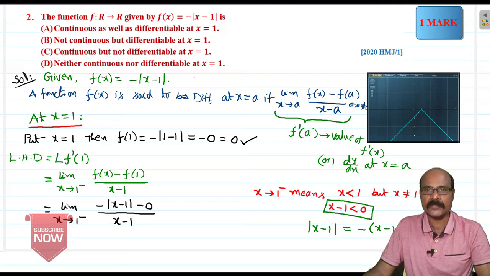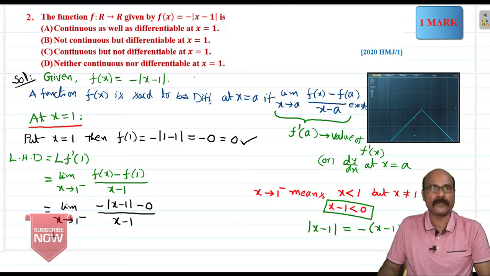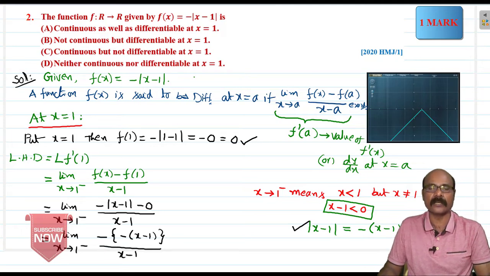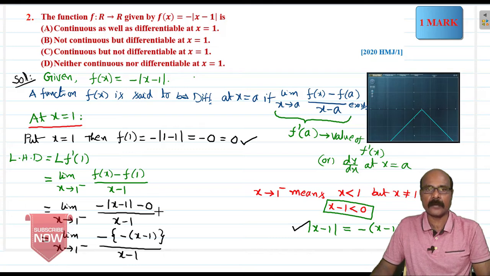So now I can substitute this in this formula. Then what will we get in the new step? That is equal to limit x tends to 1 minus, minus of, what is modulus of x minus 1? Modulus of x minus 1 is minus of x minus 1. So I will write here minus of x minus 1 by the denominator part, x minus 1. So from the numerator and the denominator, x minus 1 and x minus 1 get cancelled.